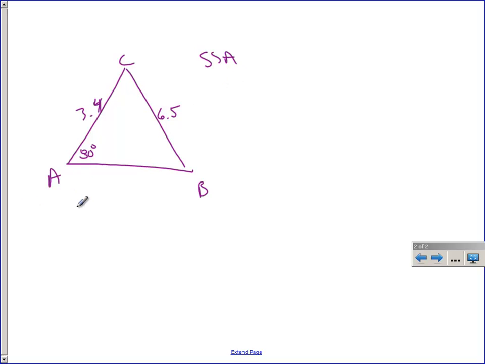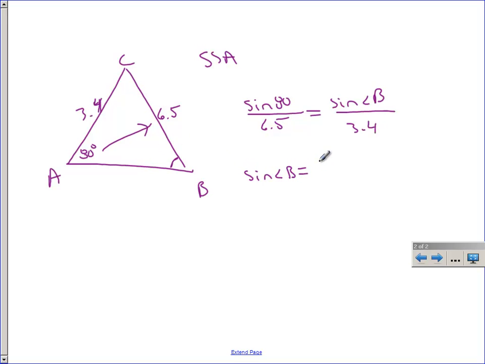So let's set up the law of sines, and let's try and find the measure of angle B. So I would start with the sine of 80 degrees over 6.5. This side length is directly across from the angle, has to equal the sine of angle B over 3.4. And so if you cross multiply, you get that the sine of angle B has to equal 3.4 times the sine of 80 over 6.5.